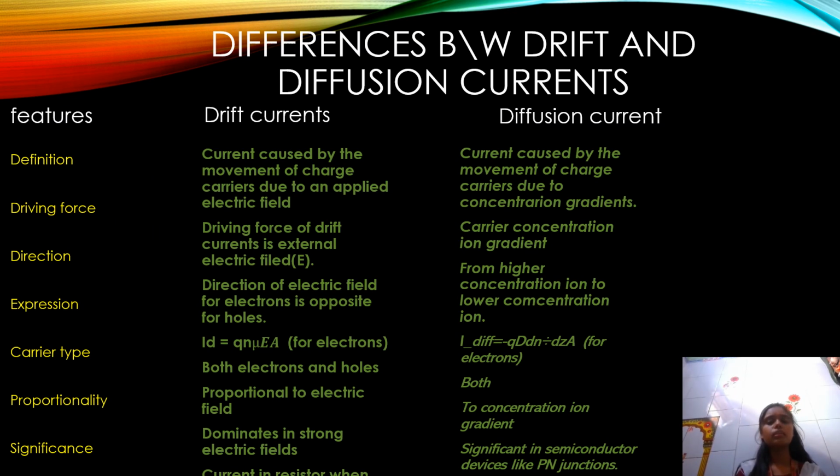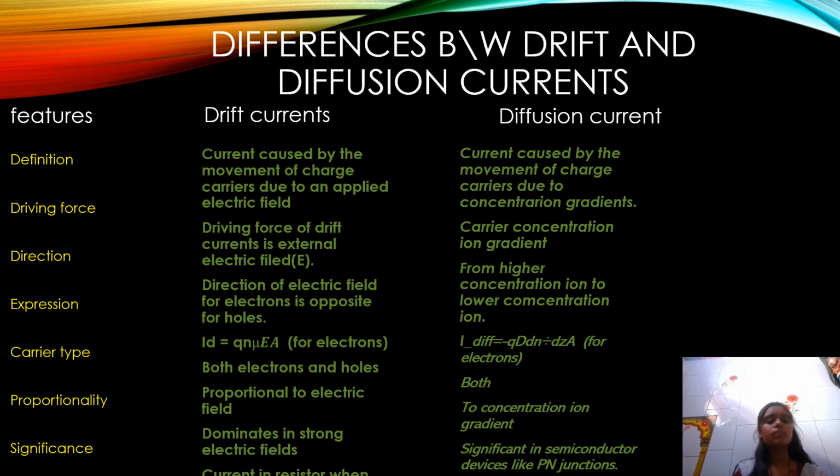Now we are going to discuss the differences between drift and diffusion currents based on their features. First, definition. Drift current is caused by the movement of charge carriers due to an applied electric field, and diffusion current is caused by the movement of charge carriers due to concentration gradients. The driving force is an external electric field in drift currents, and a carrier concentration gradient in diffusion currents. The direction of drift current for electrons is opposite to that for holes, and in diffusion currents it is from higher concentration to lower concentration.